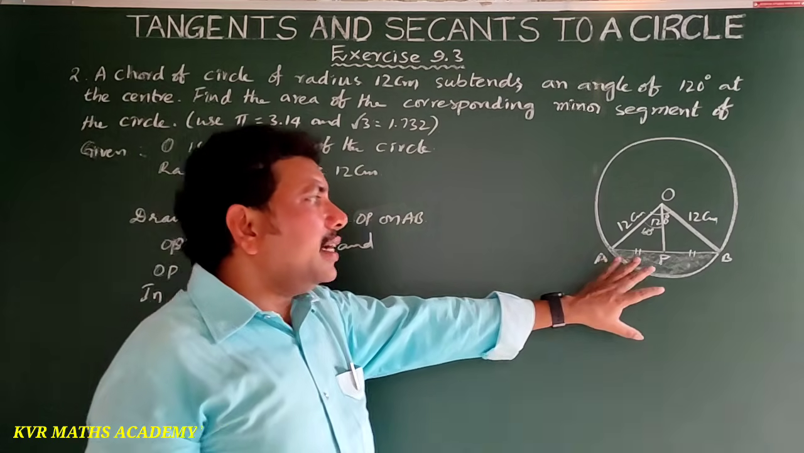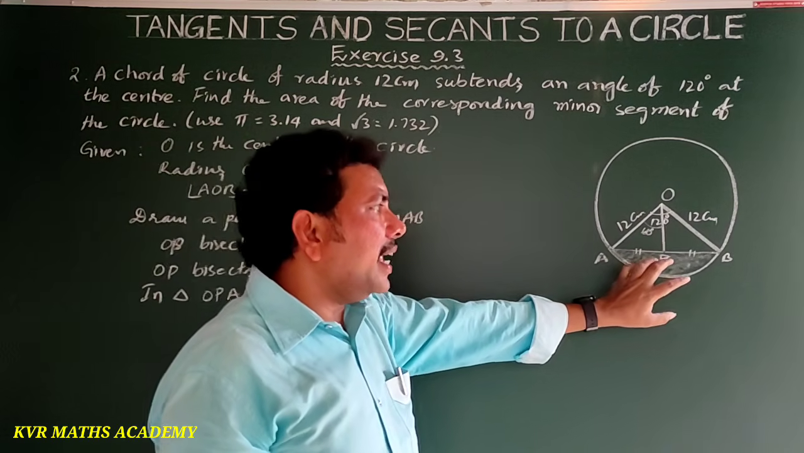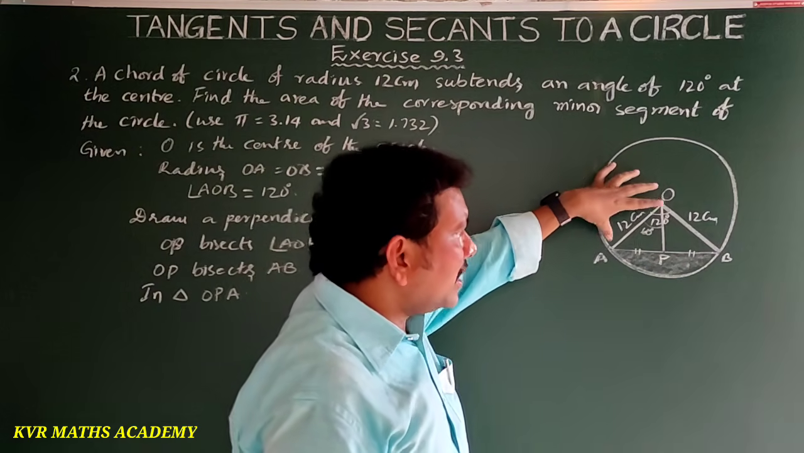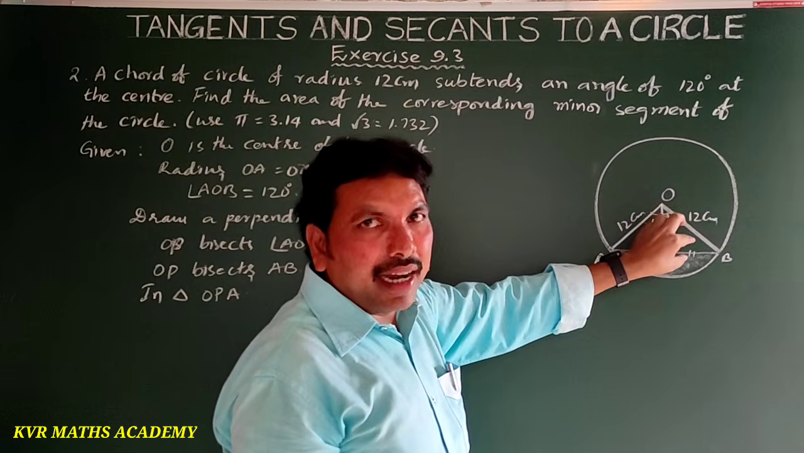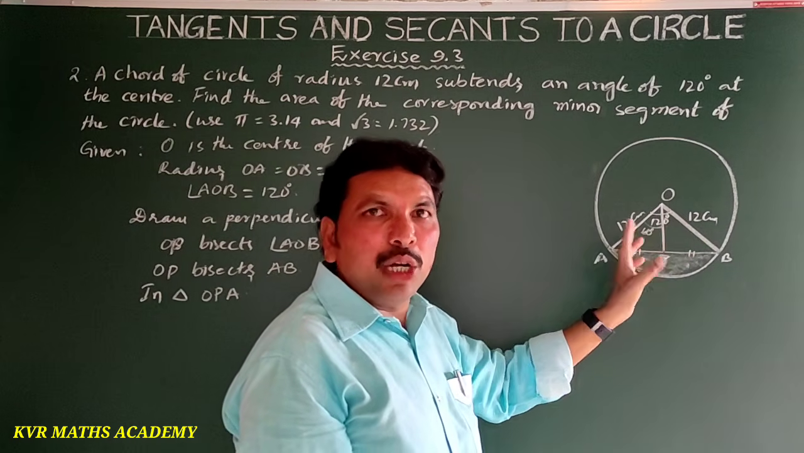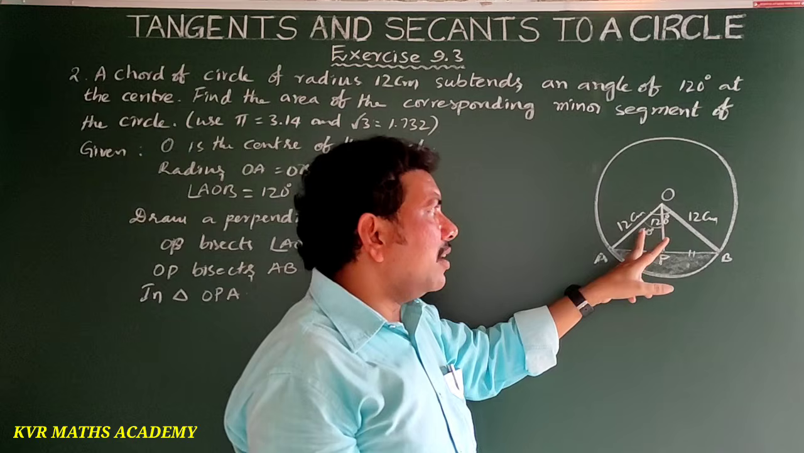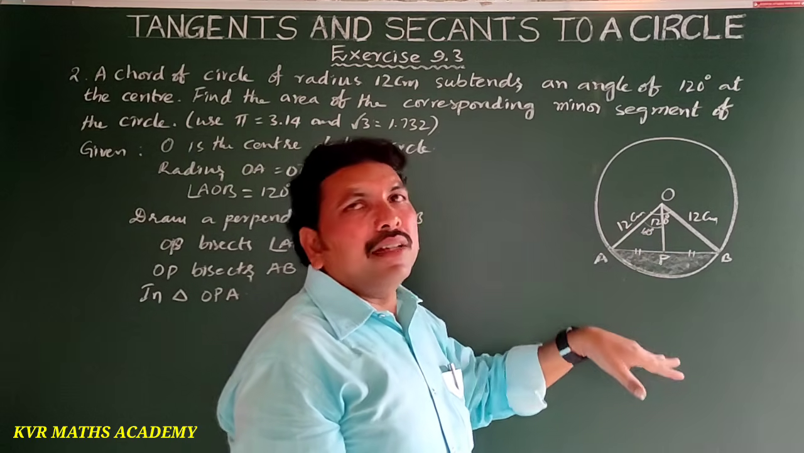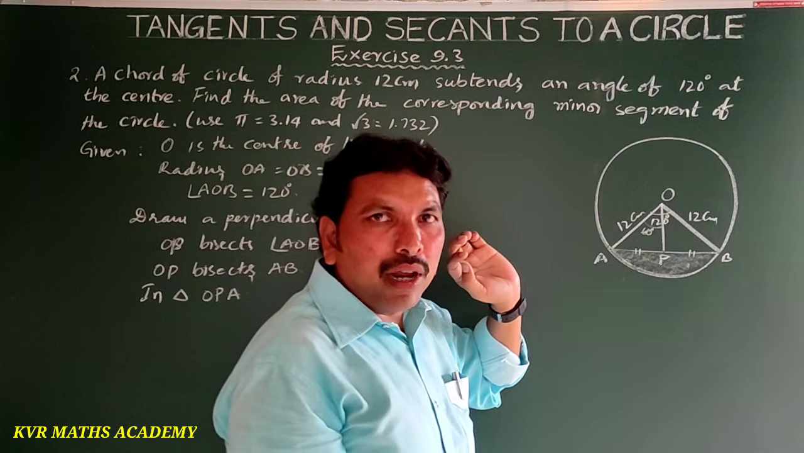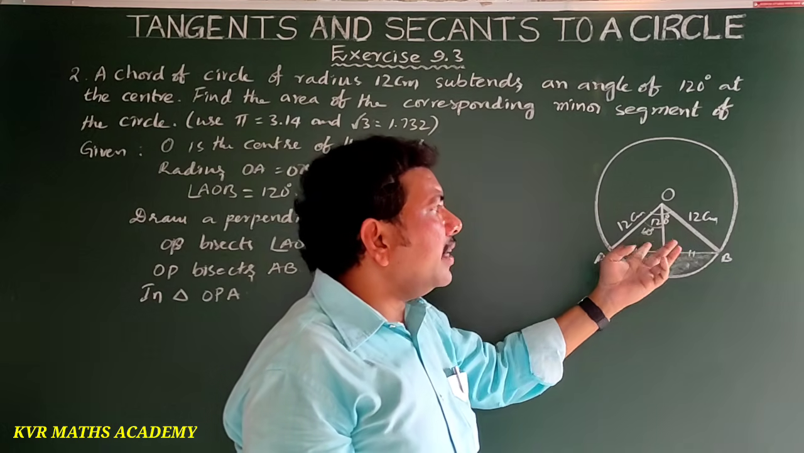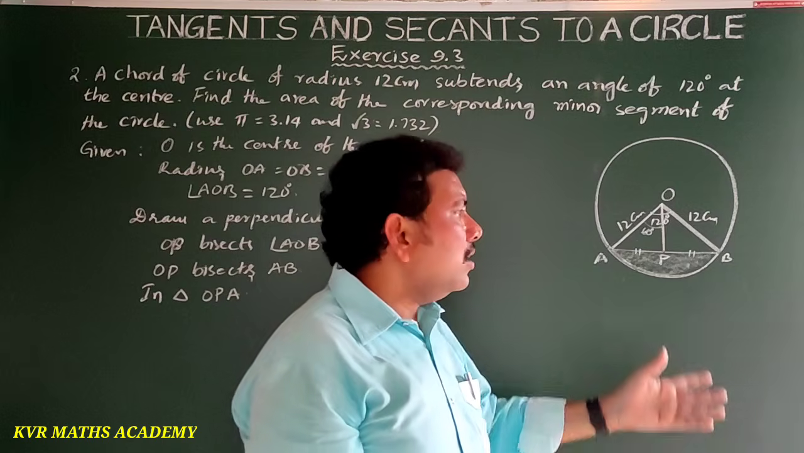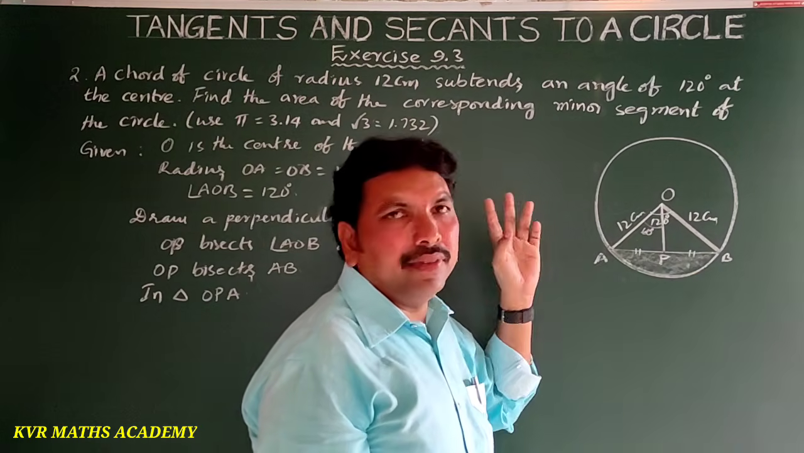Actually, how can you find the area of the minor segment? Yes, area of the sector minus area of the triangle, right? Area of the sector, easily we can find, x by 360 into pi r square, means x also given 120 degrees, radius also given. Next, minus area of the triangle we have to do now. How can you find the area of the triangle? We don't know base and height, right? First find the base and height, right?